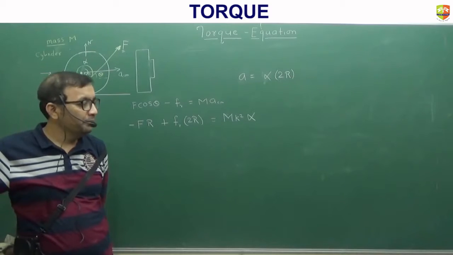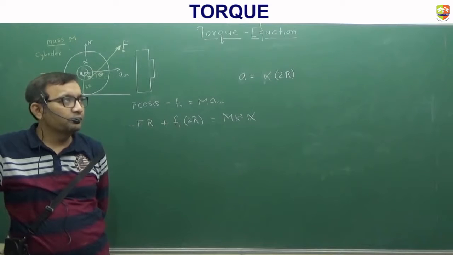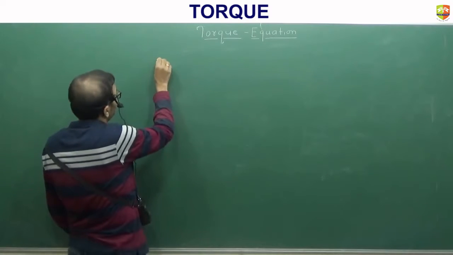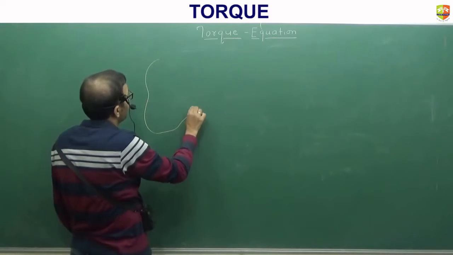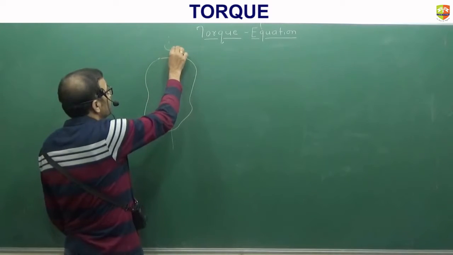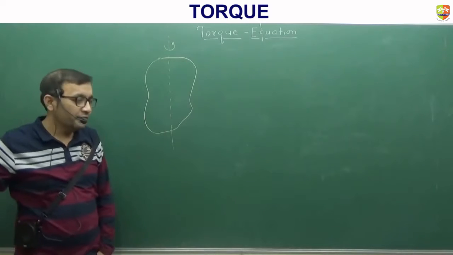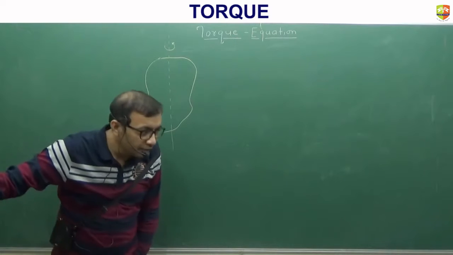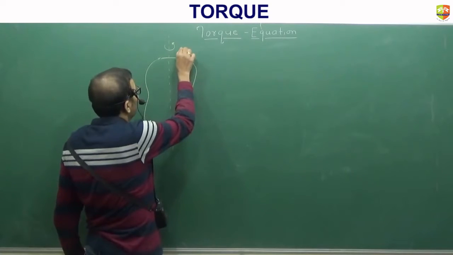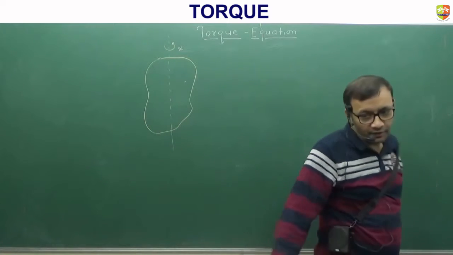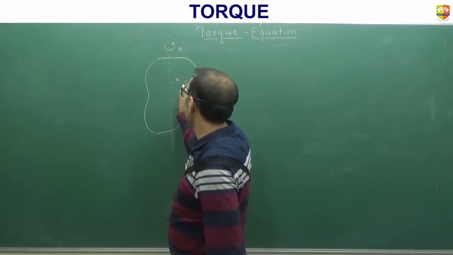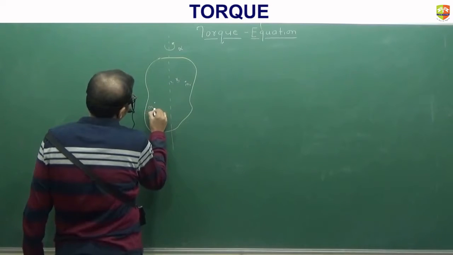We'll take a simpler case, and then we'll try to extend it to a generic case. Suppose this is the axis of rotation, it spins. It is a fixed axis of rotation. I am going to prove torque equal to I alpha for the fixed axis. Suppose angular acceleration is alpha. The perpendicular distance of the point mass m1 is, let's say, r1. For m2, the perpendicular distance is r2.